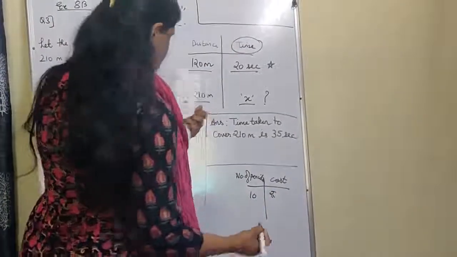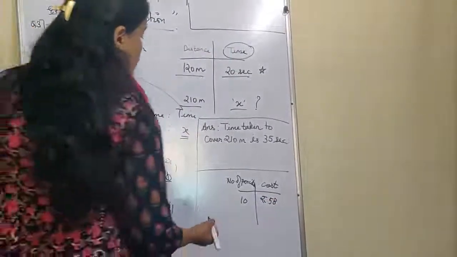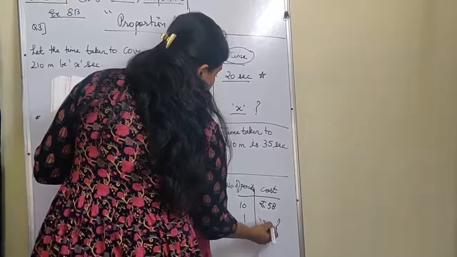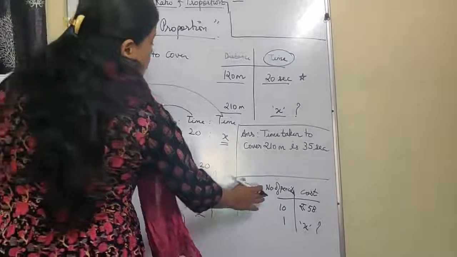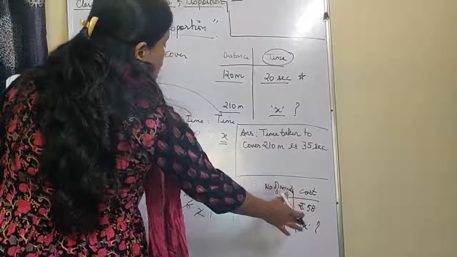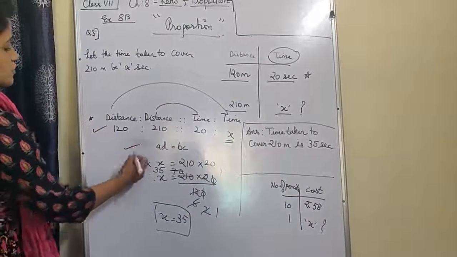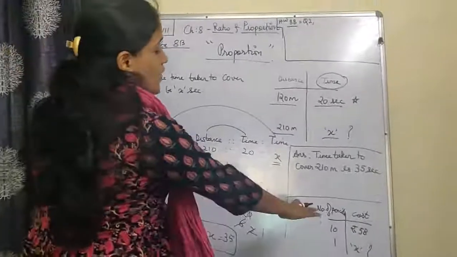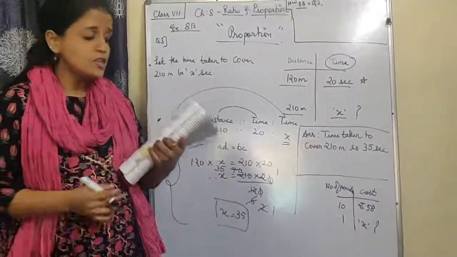So now 10 pencils cost rupees, how much is the cost? 58. So you have to find the cost of one pencil. Let the cost be x, and you can use this proportion method. So number of pencils is to number of pencils as cost is to cost. In the same way, this step is very, very important. This is also important, and this is the exact solution part. I am giving you 5 minutes, just solve it and then you can go to the next question.